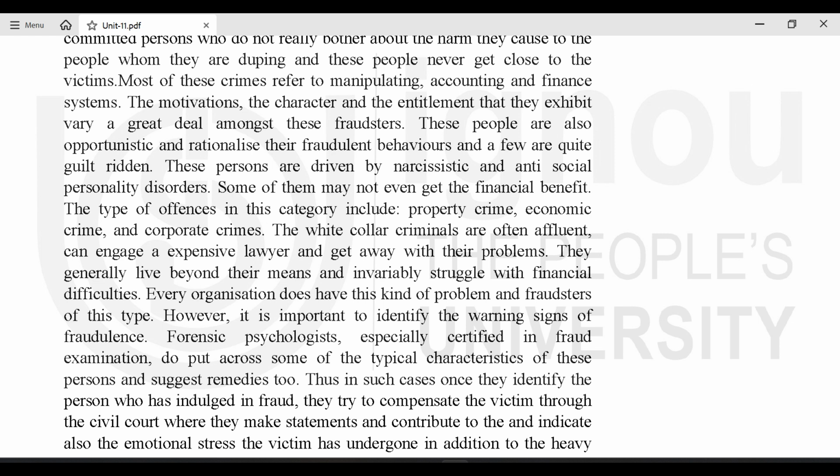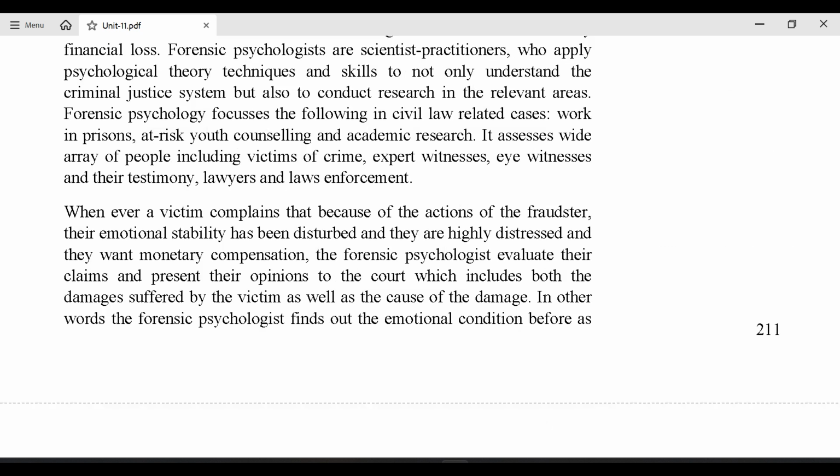Forensic psychologists, especially those certified in fraud examination, do put across some of the typical characteristics of these persons and suggest remedies too. Thus, in such cases, once they identify the person who has indulged in fraud, they try to compensate the victim through the civil court, where they make statements and also indicate the emotional stress the victim has undergone in addition to the heavy financial loss.